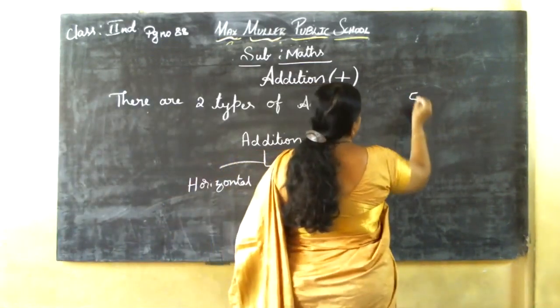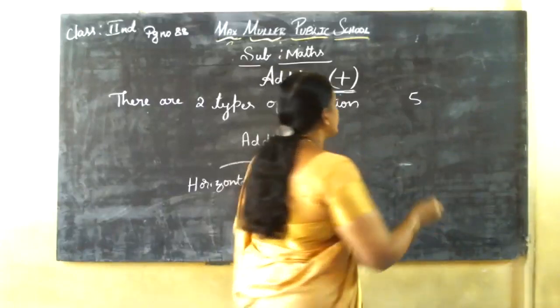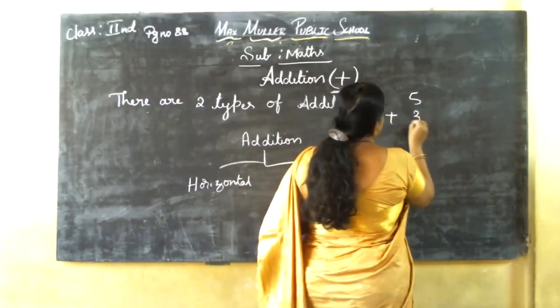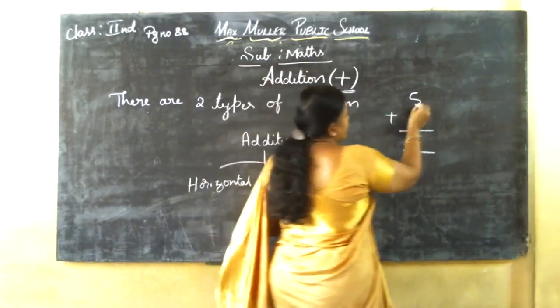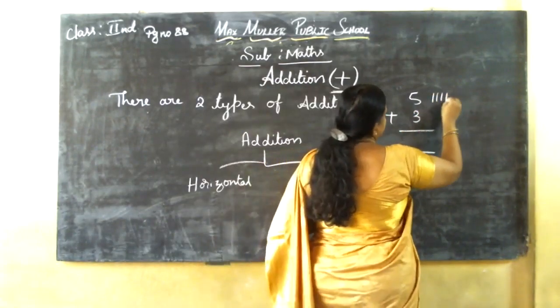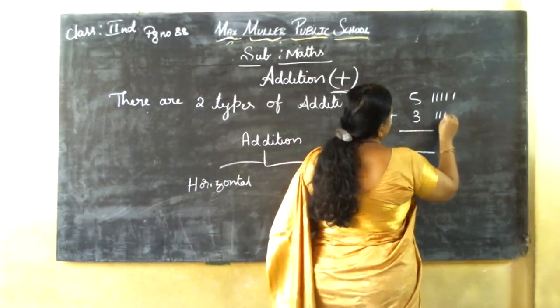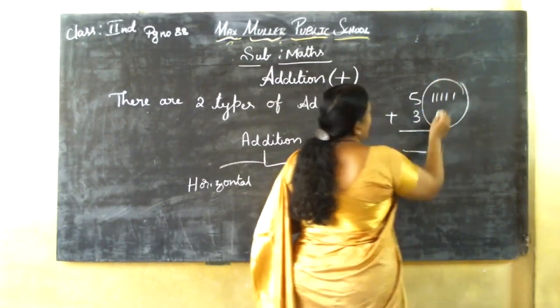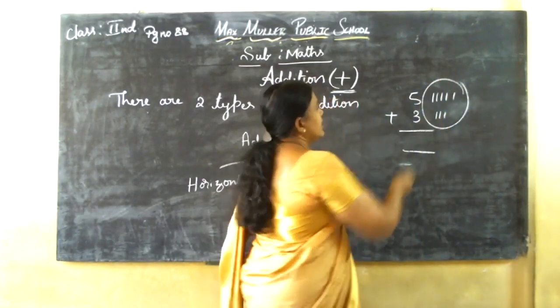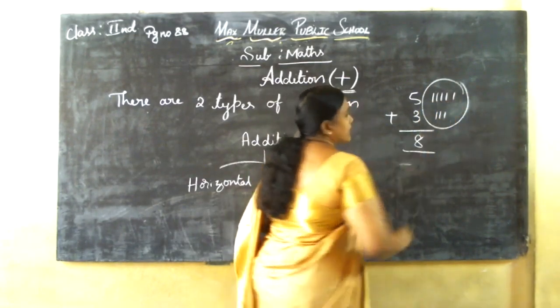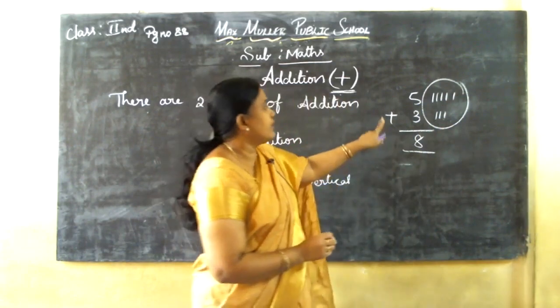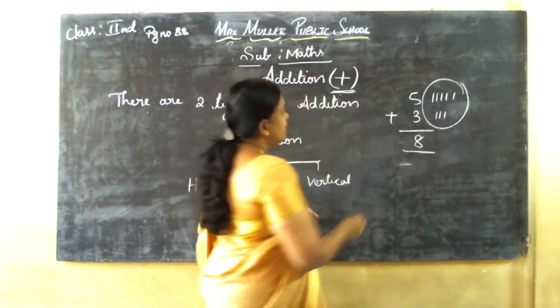See, the first method, in UKG and first standard, how will we do the addition? 5 plus 3. Here 5 means you want to draw 5 lines, and here 3 means you draw 3 lines. Then you count these lines and write the answer, children. 5, then 1, 2, 3, 4, 5, 6, 7, 8. Like this you will do the addition in UKG and first standard. Understood?